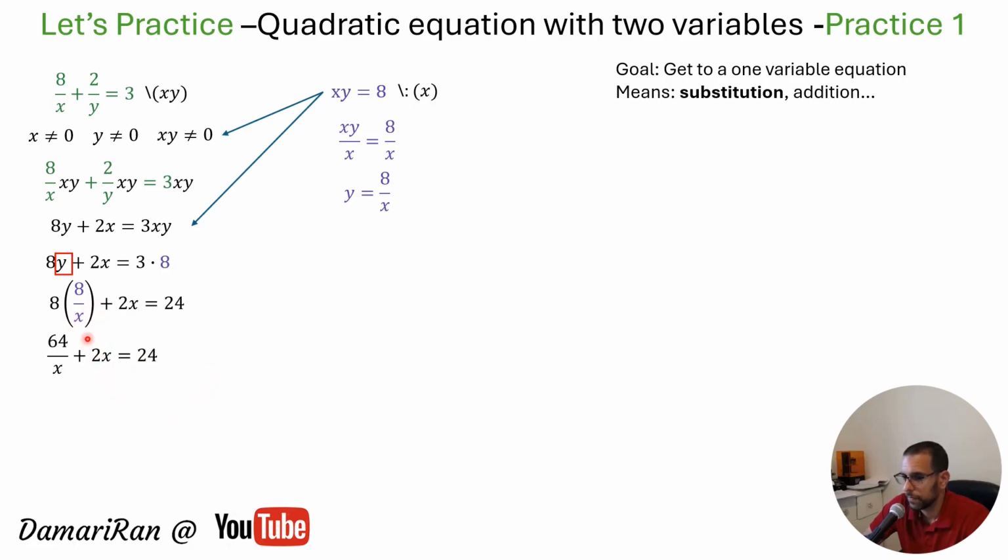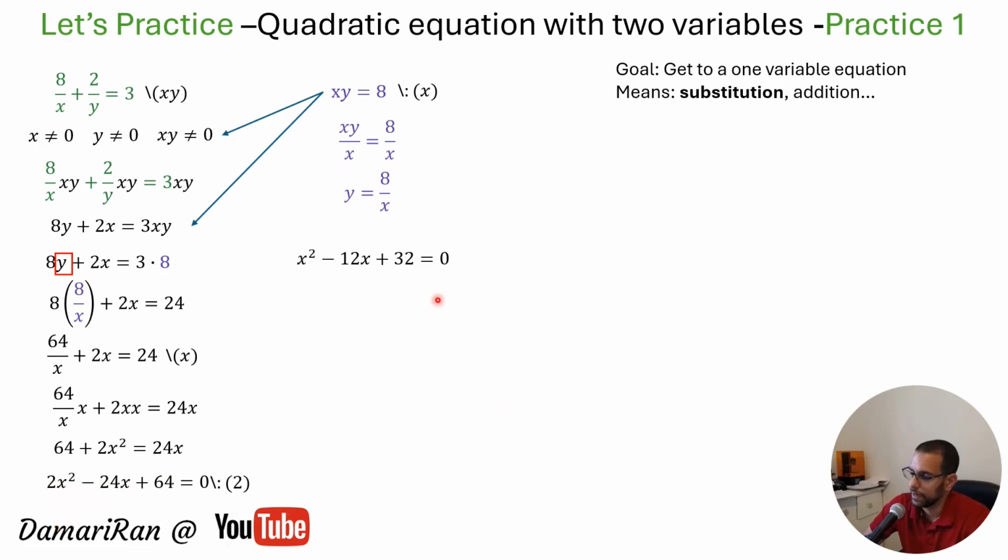So after doing the 8 times 8, let's multiply by x. And I get this. This x is canceling out with this x. This thing is going to give us x squared, and we're going to have 24x. Moving some things around, and I get there. If it doesn't create any fractions, I really like to get a equal to 1 here. So let's divide by 2. And now I have a quadratic equation shape.